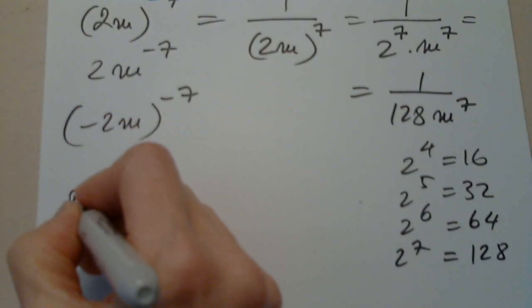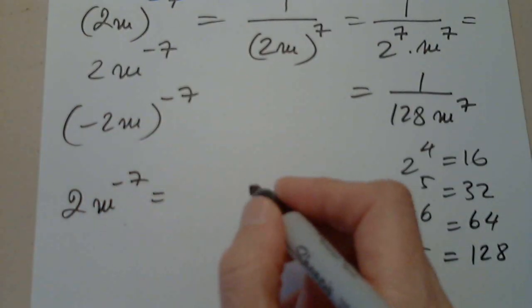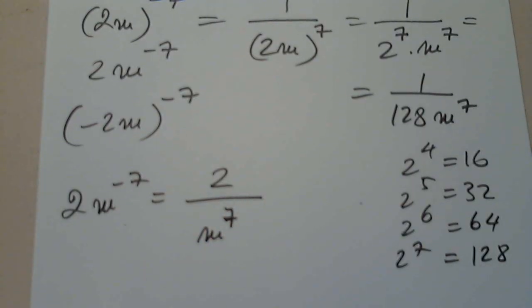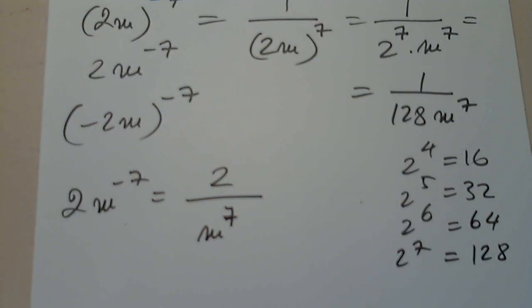The second one, 2m to negative 7, you cannot touch. You cannot touch the 2. The 2 cannot go anywhere. It does not have a negative power. You cannot move it anywhere.